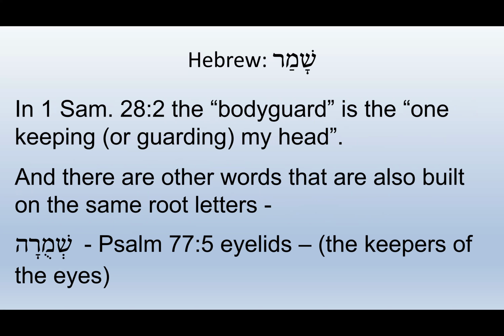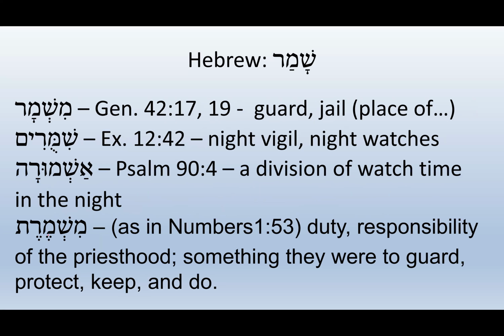There are other words that are also built on the same root letters. So we can see shamar with the qamets he there. You can see the root there in Psalm 77:5. It's actually a reference to the eyelids, the keepers of the eyes, with a mem on the front. In Genesis 42:17 and 19, it's actually referring to a guard or a jail. It can refer to a jail. It's a place of keeping.